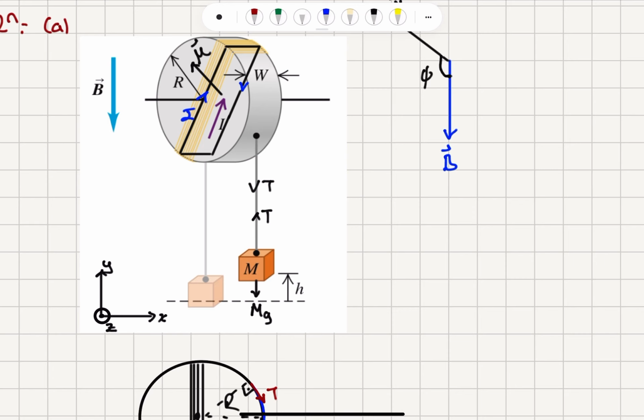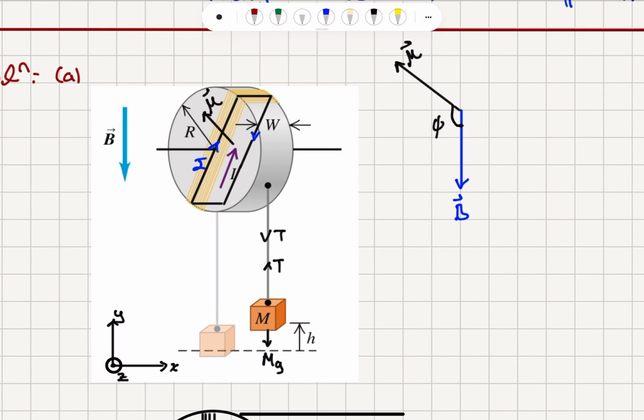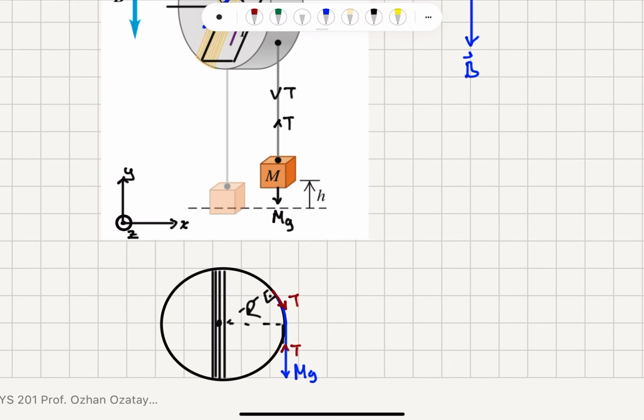Okay, now this is our x-axis, y-axis, and z-axis coming out, and we see that this mass feels the gravitational force mg pointing down, tension pointing up. This tension becomes a tangential force as soon as h goes above r. Why? Because then it will be wrapped around the cylinder, and you can see that mg will be balanced by tension, and this tension is going to be a tangential force.